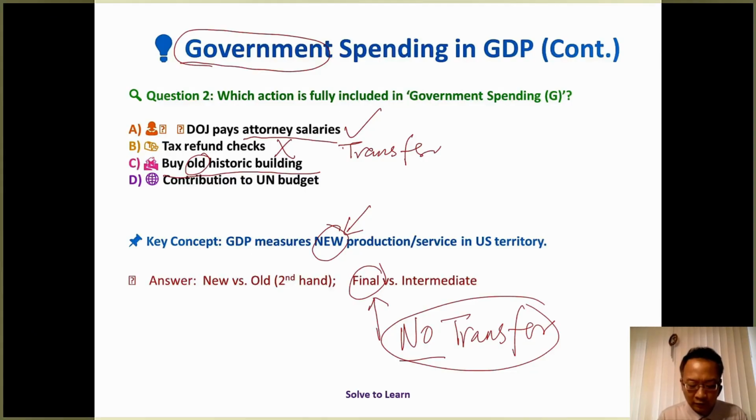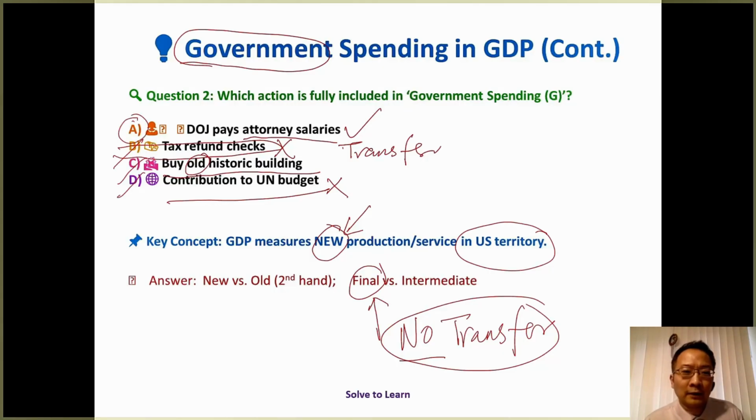The last one says contribution to the UN budget. This is incorrect, because the UN does not operate entirely within the United States. Alright, so as we mentioned before, it has to be within US territory. So, in this question, the most obvious ones are that B is wrong, C is wrong, and D is wrong. So the answer is A, which means it refers to the lawyers' salary. Basically, it's about purchasing their services.